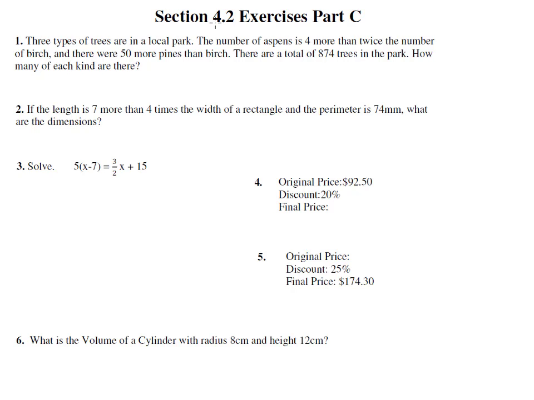Here we are in section 4.2 exercises, part C, with the solutions to numbers 1 through 6. Number 1 looks like a review word problem from chapter 3. Three types of trees are in a local park.